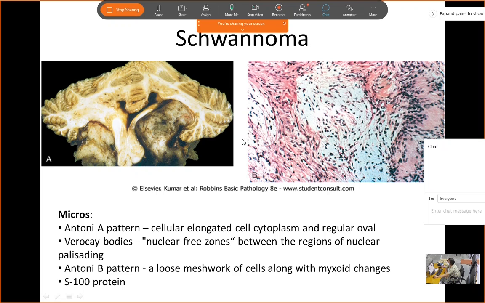So schwannoma microscopy is extremely important. Antoni A is the cellular zone. Antoni B is the hypocellular zone. Verocay body is the nuclear-free zone, which is between the nuclear palisaded areas. And another important thing is immunohistochemistry. Sometimes this characteristic microscopy is not there, and we do have a problem with diagnosing schwannoma versus some other tumors. So to confirm that it is of neural origin, we do something known as S100 protein. S100 protein gives a very dark stain, confirming that it is a neural tumor.